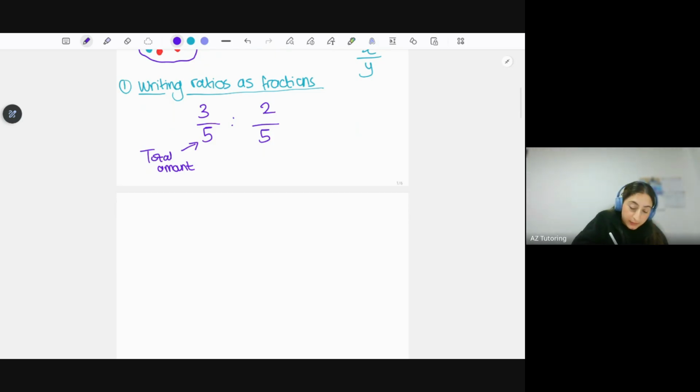Simplifying ratios. The second thing you can do is simplifying ratios. Simplifying ratios just means you need to divide your ratio by a common factor.